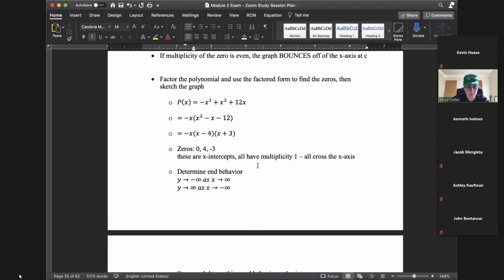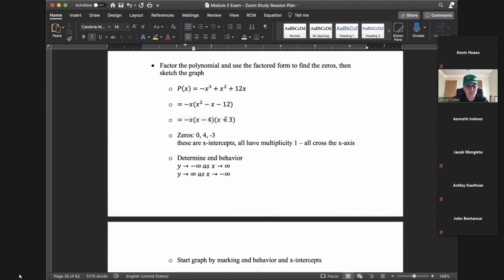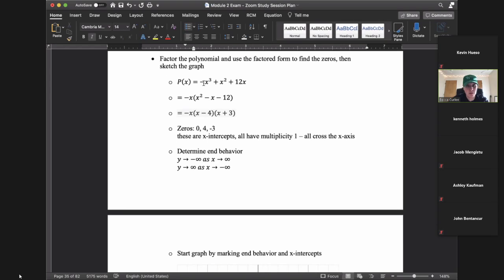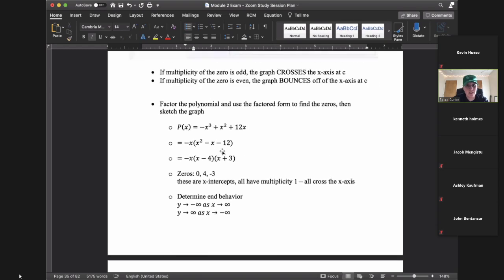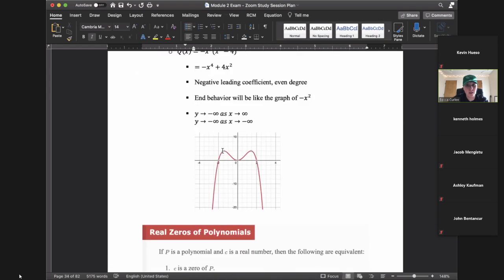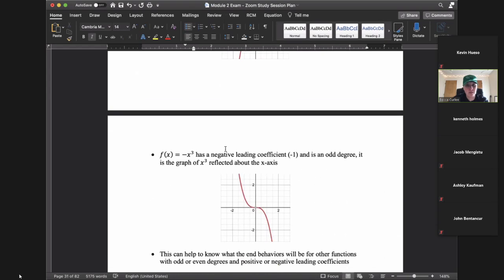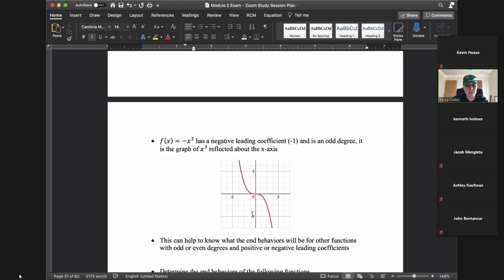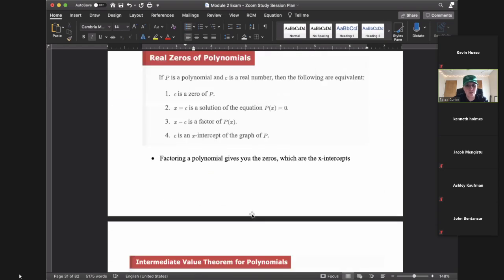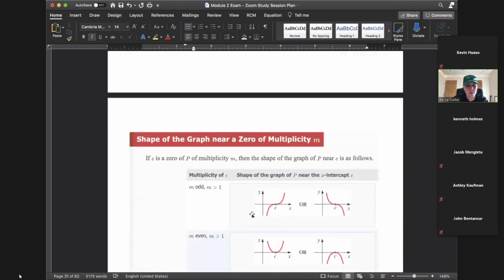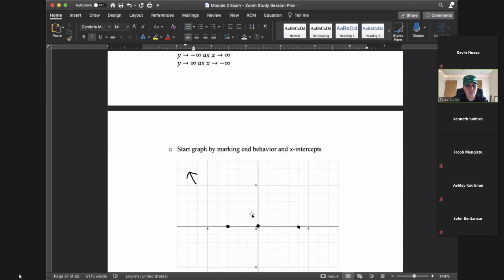So you're going to determine the end behavior. Since the leading coefficient is negative and it's an odd degree, the end behavior is going to look like this, just like the opposite of the cube function. Let me get back to it. I try not to backtrack too much.